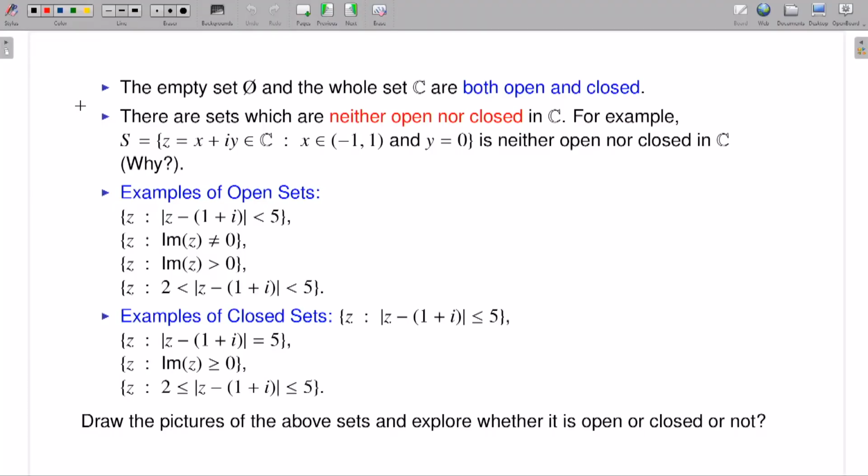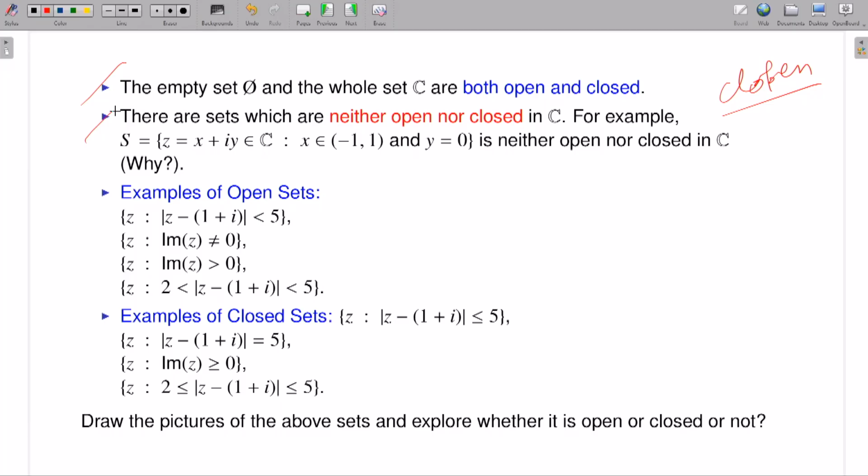Okay, so then, like in R also, the empty set and the whole set are both open and closed. Sometimes this is called a clopen set, C-L-O-P-E-N, both open and closed. So this is another nice example. Now you can ask, can I have a set which is neither open nor closed?